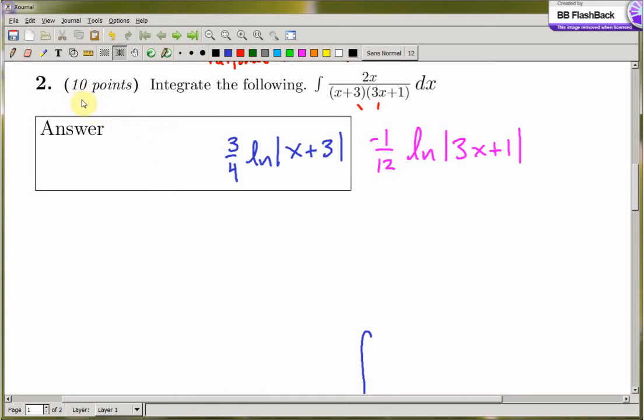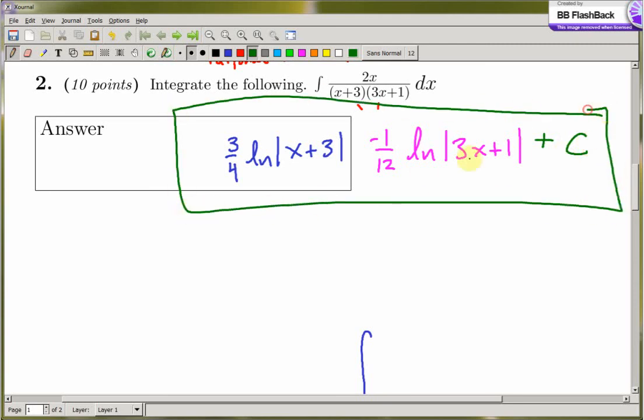Of course, you could recombine these things using the laws of logs if you needed to for some reason. But I think it would look strange, you know, if you force these back in as exponents or something. So let's just put a plus c here, and then we'll call it a day. So that's the answer.